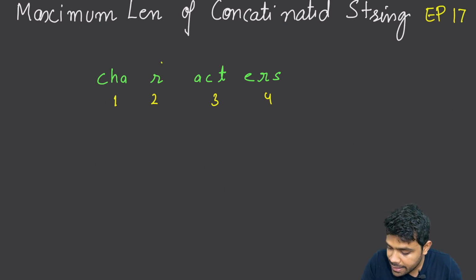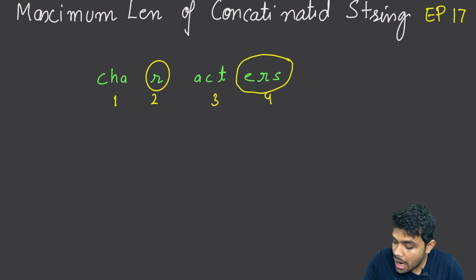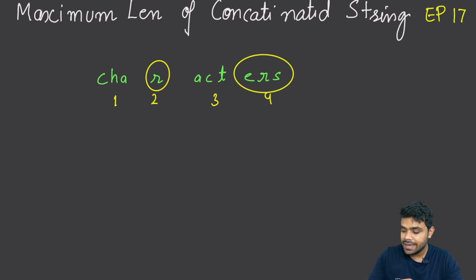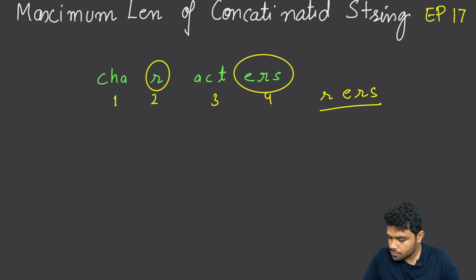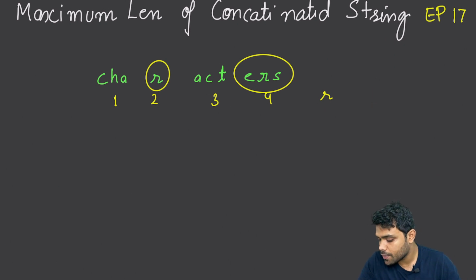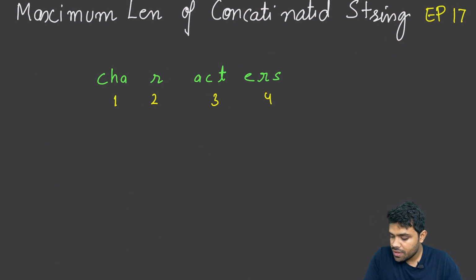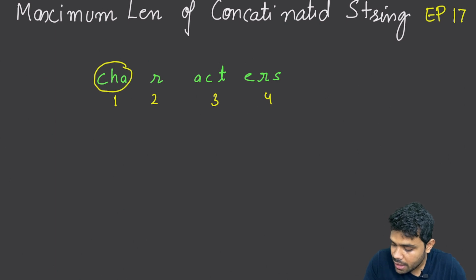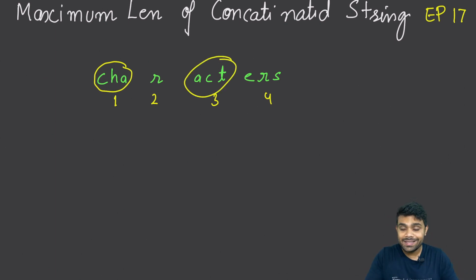Why can I not concatenate these two? The reason is the character r is repeating here. If we concatenate that, after the concatenation we will obtain r e r s. This particular string has a repeating character, r, so we cannot concatenate them. Similarly, we cannot concatenate cha with act because the character a is repeating here.